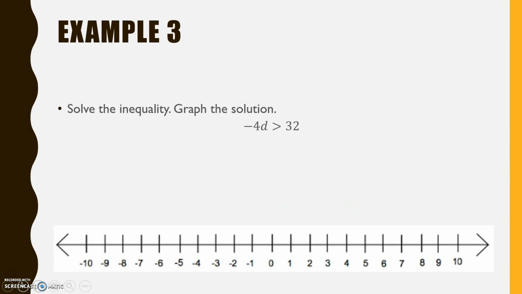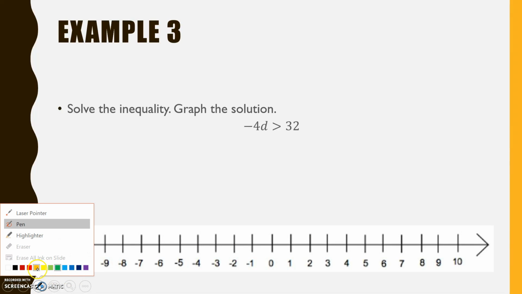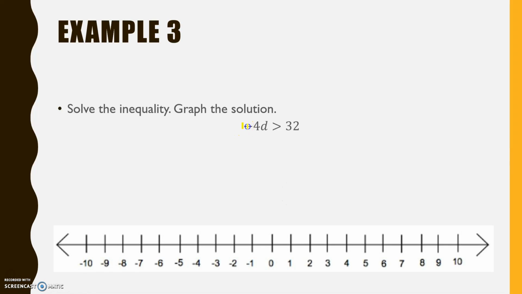All right. Solve the inequality and graph the solution. So here, first thing I'm going to notice is that I have a negative sign. So my rule says that if I multiply or divide by a negative, I have to change the sign. So when I multiply or divide by a negative, this sign right here changes. So instead of being greater than, it's going to switch to less than.